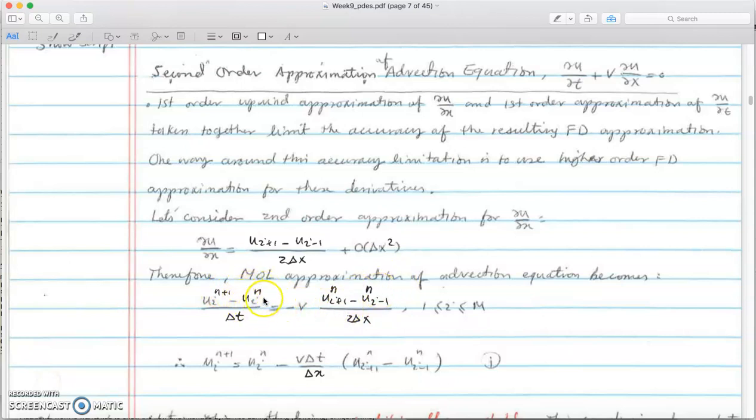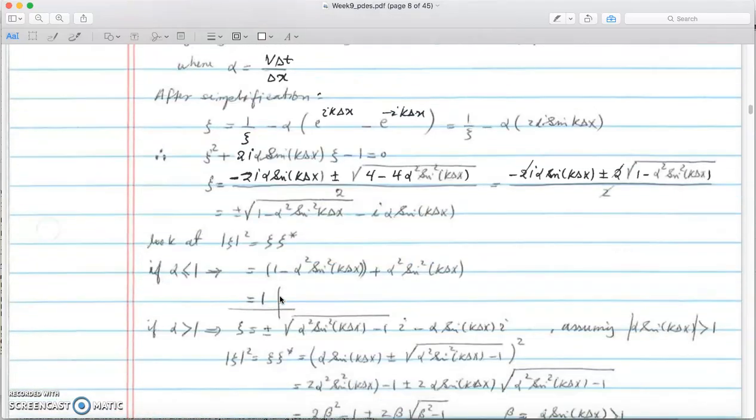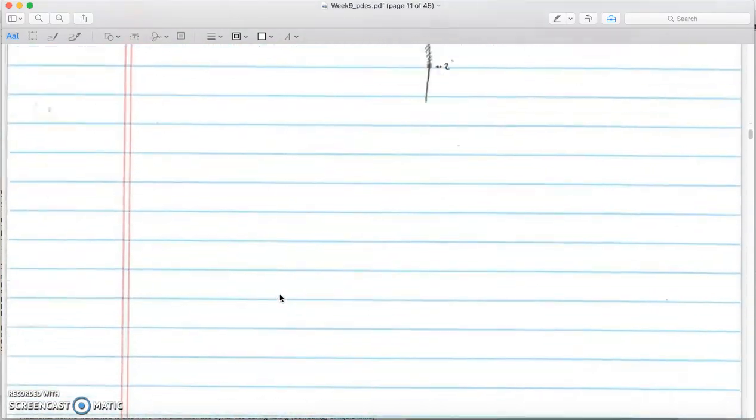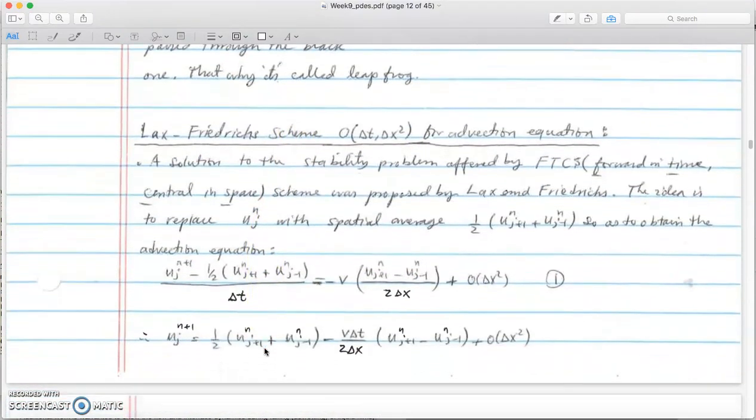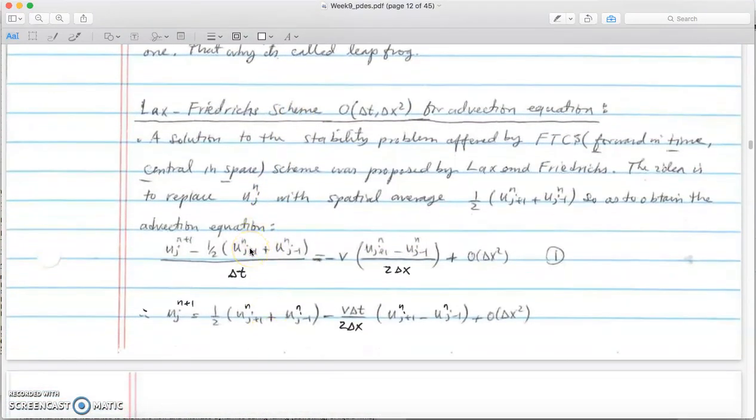Now we're going to take this method and replace this term by the average of two spatial variables, i plus 1 and i minus 1, both at time tn. So let's go back to Lax-Friedrichs. So here's Lax-Friedrichs, and we replace that u at n and xj with xj plus 1 and j minus 1 and get the average of it. Alright, so now we have two sets of variables, one at tn plus 1 and one at tn.